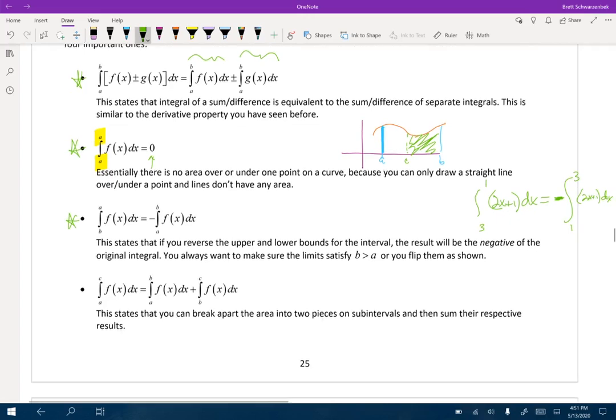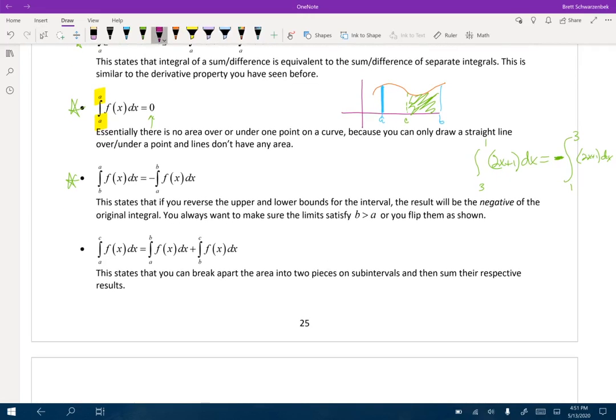Okay, so the last one, another graph, just to make sure we can visualize it. Let's say you have a curve here. We're going to do the same setup. Let's say you have A here, C here, and you're looking to find that area. So that would be this, right? You want to find the area from A to C.